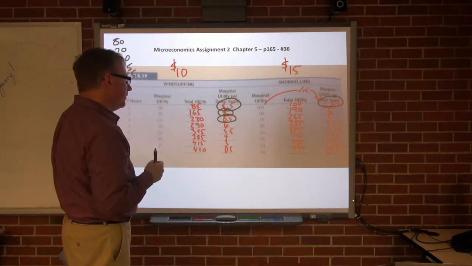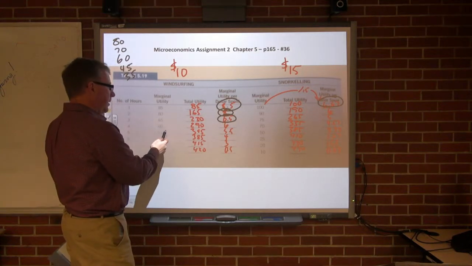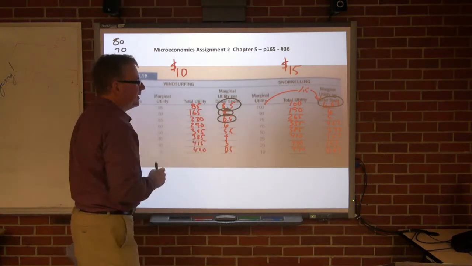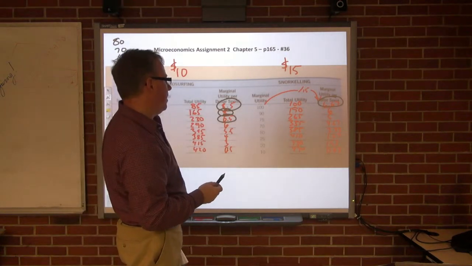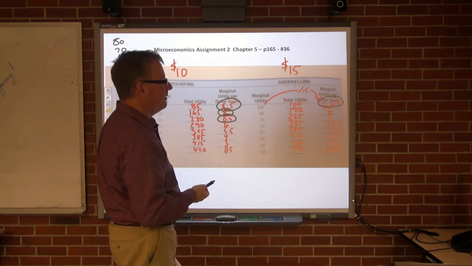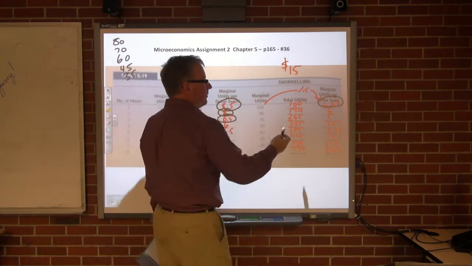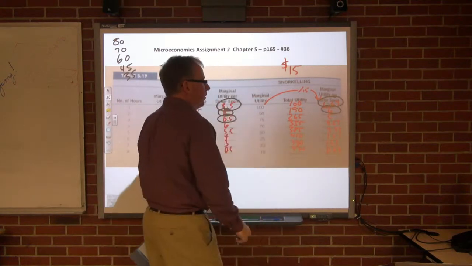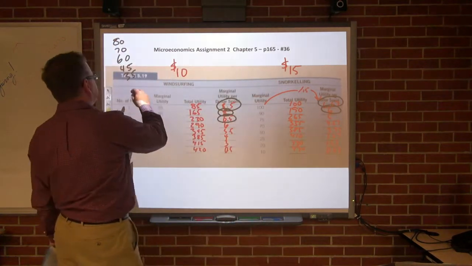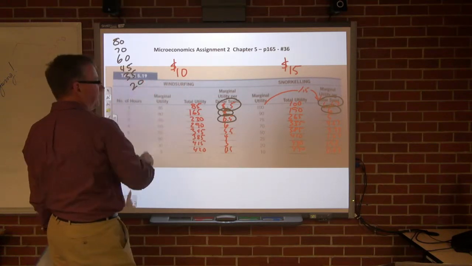We say, and I'll do this for the last time here, the fourth hour of windsurfing has a marginal utility per hour of 6. The second hour of snorkeling has the exact same marginal utility. So you have basically an indifference. So let's just arbitrarily pick snorkeling, let's go snorkeling. That was $15, it brings us down to $20 left.